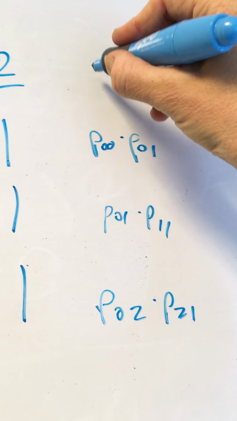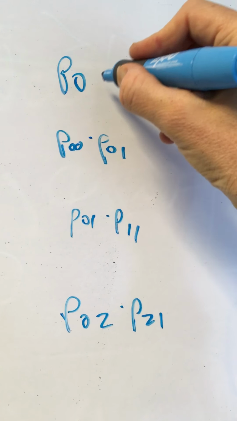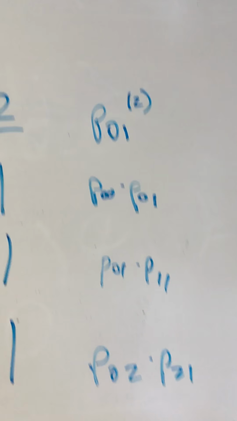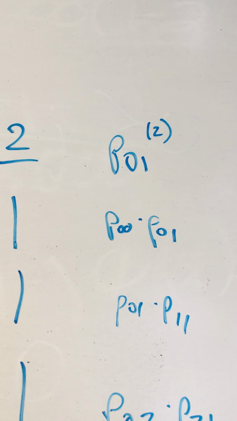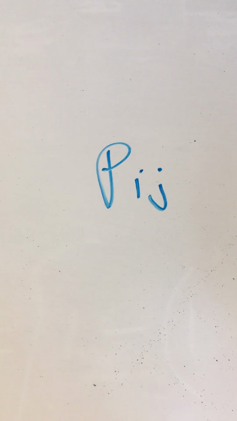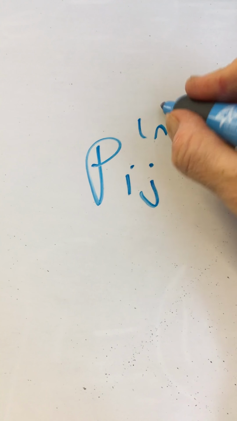And the way that we're going to write this is P01 in 2 steps. So we can generalize that to Pij in n steps, the probability of going from state i to state j in n steps.